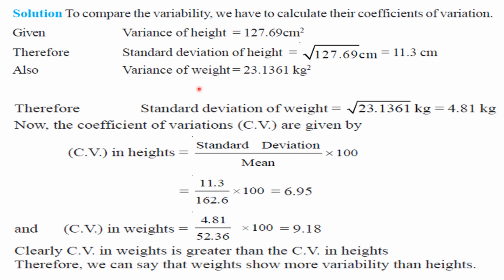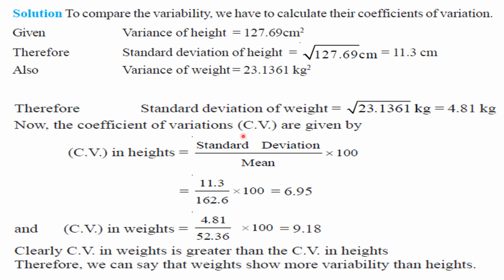Right. Also, variance of the weight is equal to 23.1361 kg square. So, for weight, let us find the standard deviation. Standard deviation of weight is equal to square root of the variance, that is the square root of 23.1361 kg square. That is equal to what? What is the square root of 23.1361? Yes, 4.81 kgs. Okay, my children, understood this, right?